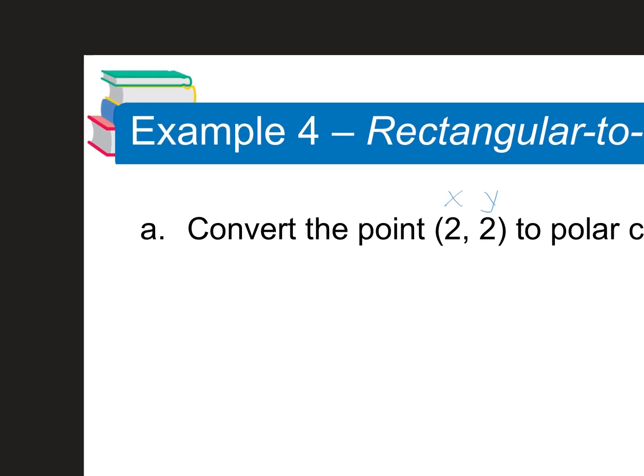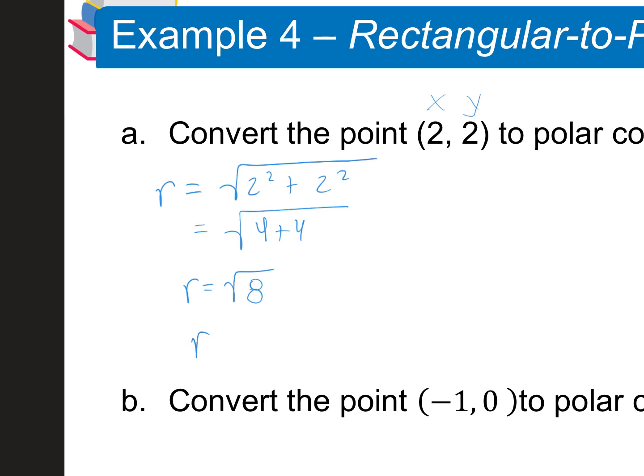How do you find the r? r equals what? Yep, the square root of x squared plus y squared. Perfect. So I have the square root of 4 plus 4. r is the square root of 8. Would we ever leave it as the square root of 8? No. What is r? 2 root 2? Perfect. Okay.